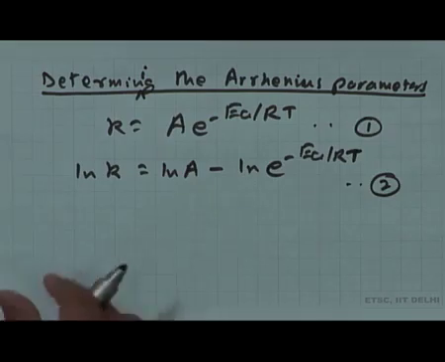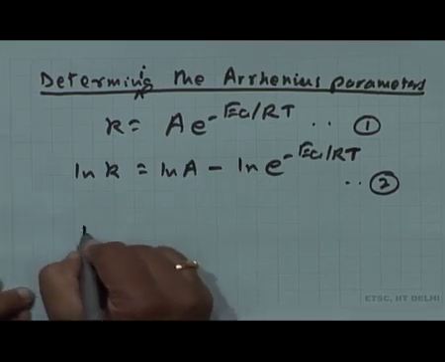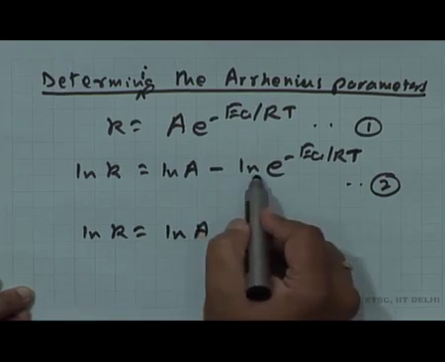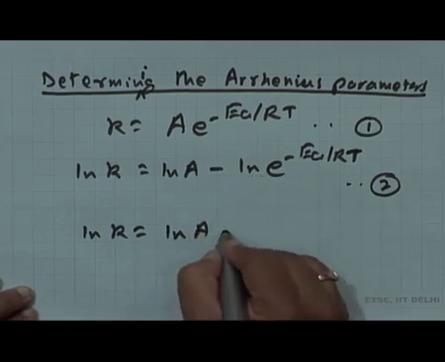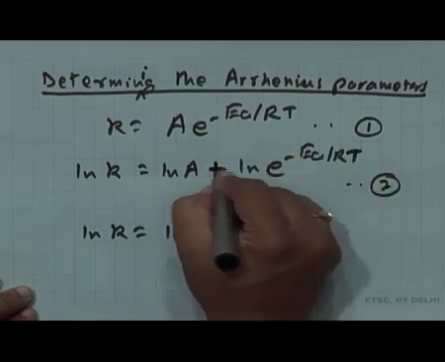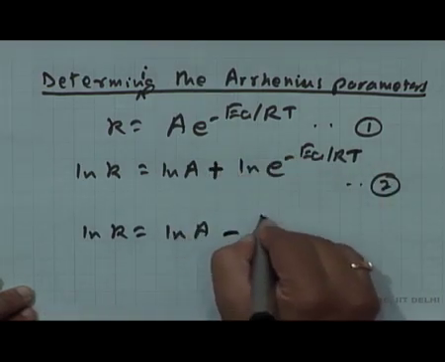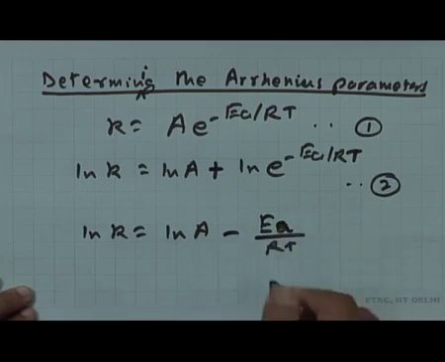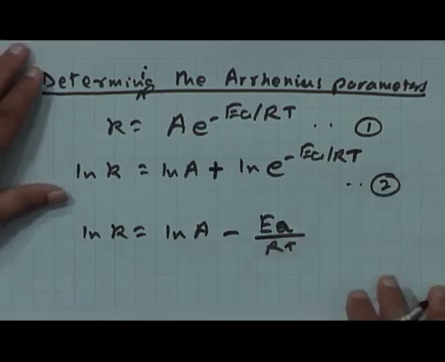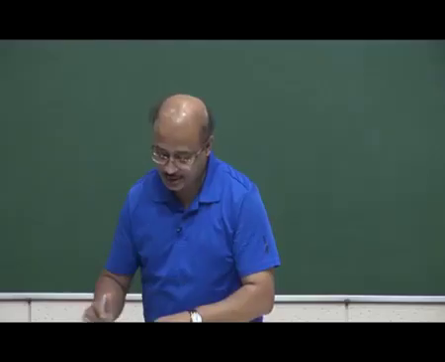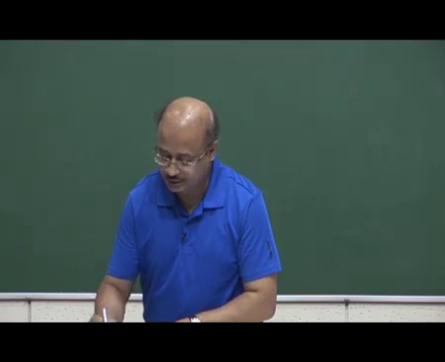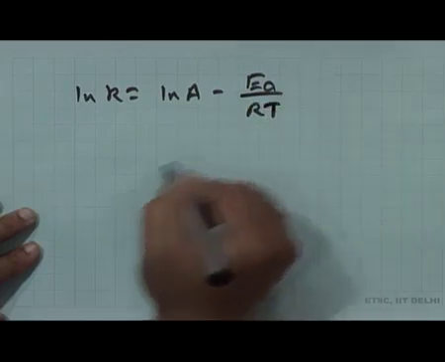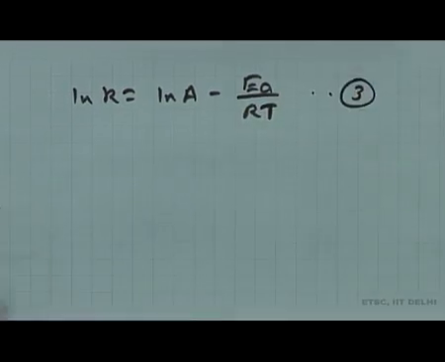Now when I have this, I can write again that ln k is equal to ln A. So this is log base e anyway. So this is plus, and this one would become minus EA over RT. So going over to the next page, natural log of k is equal to natural log of A minus EA over RT. Let this be 3.